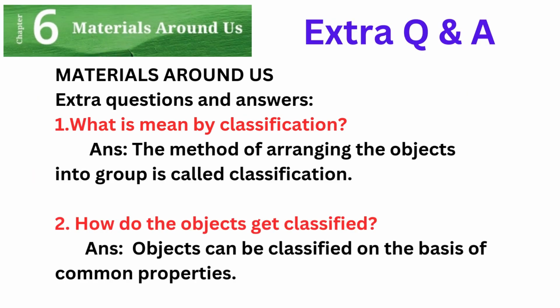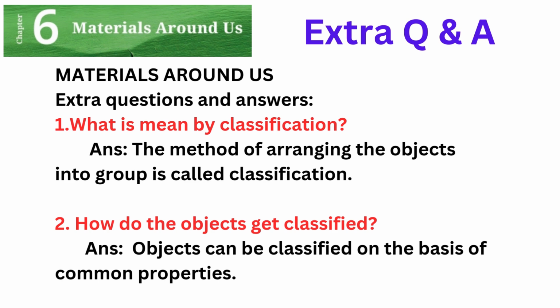Next, we'll see some extra questions and answers. Materials around us, extra questions and answers. First question, what is meant by classification? Answer: the method of arranging objects into groups is called classification. Second question, how do the objects get classified? Objects can be classified on the basis of common properties.